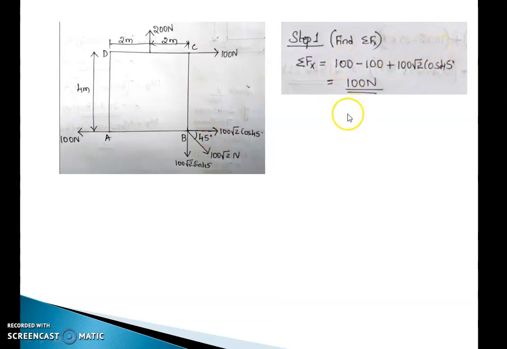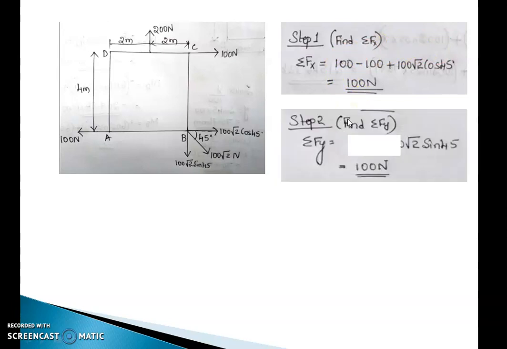Coming to the summation of Fy equation, it is step number 2. The pure horizontal forces need not be considered. The pure vertical force is upward, so it is plus 200 plus 200, and this 100 Newton never contributes. Coming to the y component of the 100 square root 2 Newton force, it is 100 square root 2 sin 45, acting vertically down, so it will be minus 100 square root 2 sin 45, because the minus sign indicates the force is acting vertically downward. So the entire answer works out to be 100 Newton.